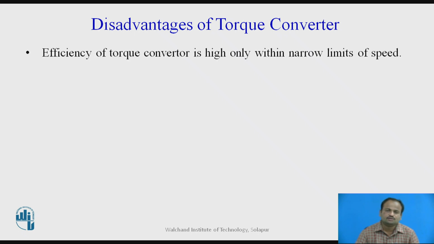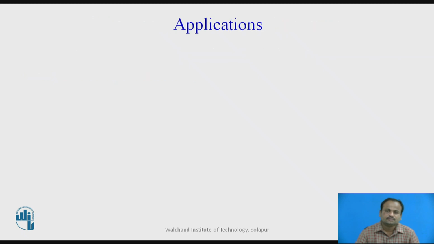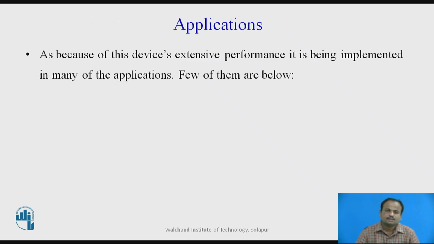Disadvantages of torque converter. Efficiency of torque converter is high only within narrow limits of speed. There is a chance of cavitation. Applications. Because of this device's extensive performance, it is being implemented in many applications.